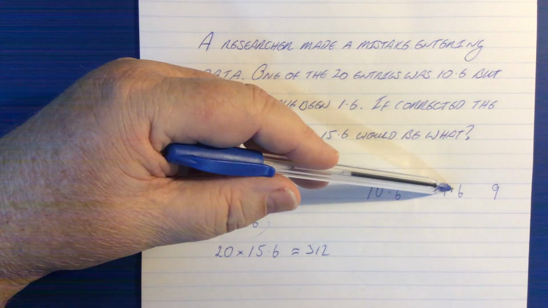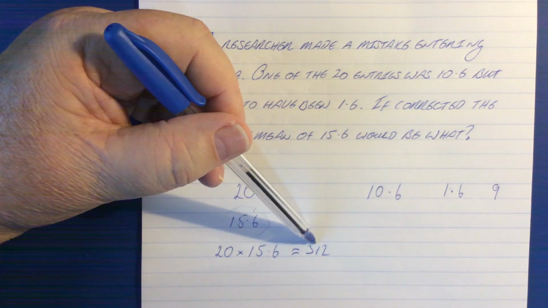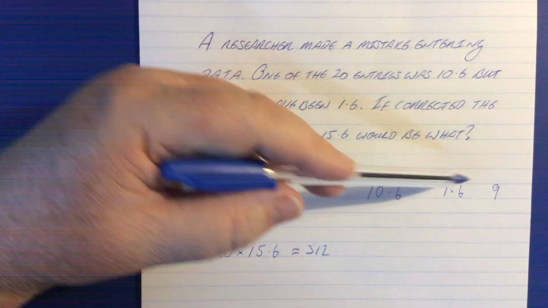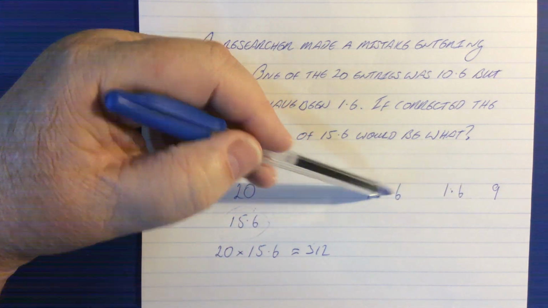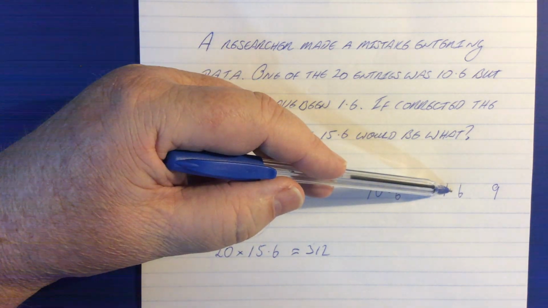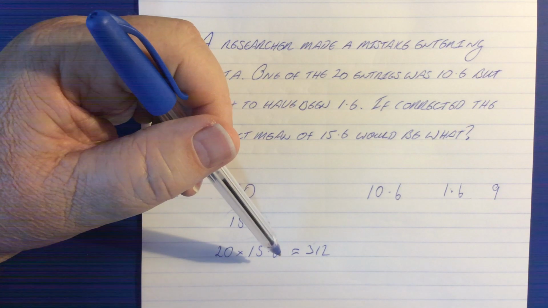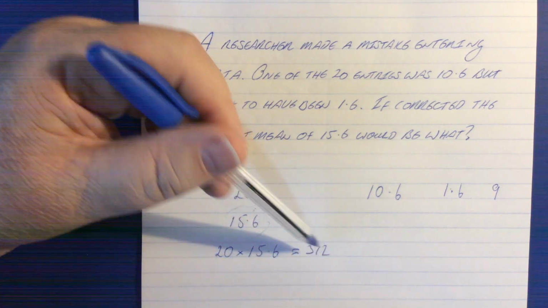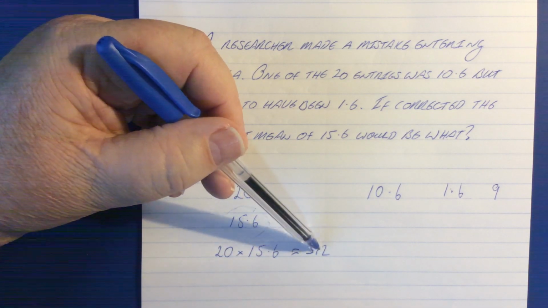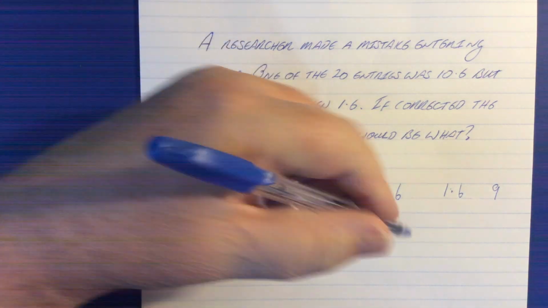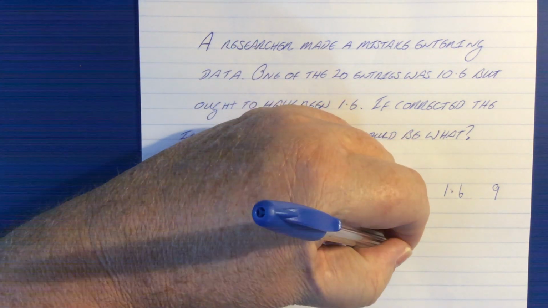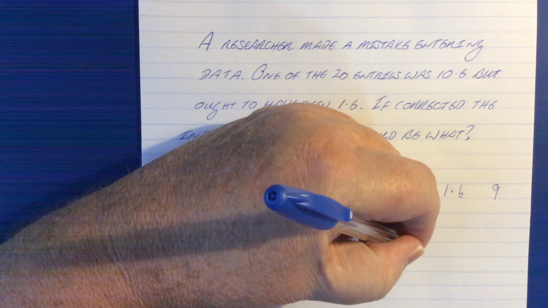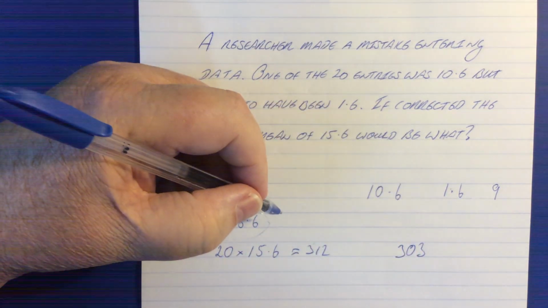But this number was inflated by 9, the difference between the false data and the actual data point. So, in order to find out what the new and correct mean should be, we need to take 9 off this number. So let's do that. And that gives us 303.